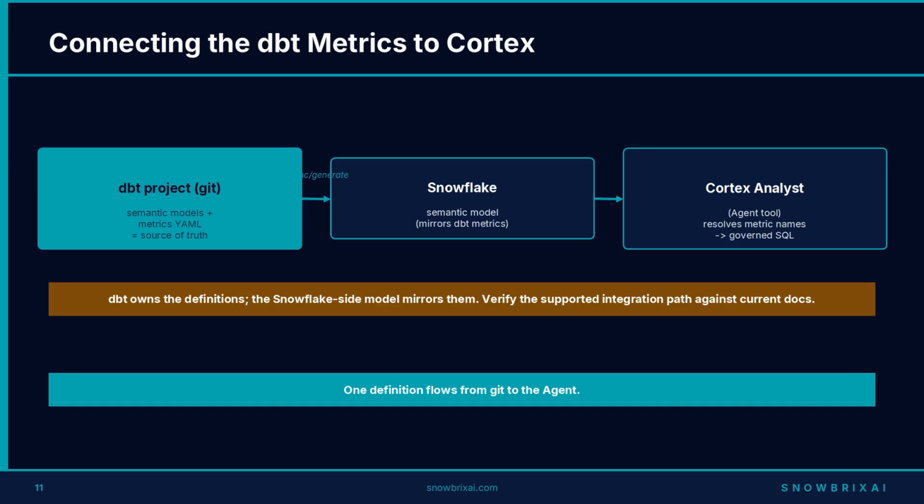Read the orange note. dbt owns the definitions, the Snowflake model only mirrors them. And verify the supported integration path against current docs, because this one moves. One definition flows from Git all the way to the agent.